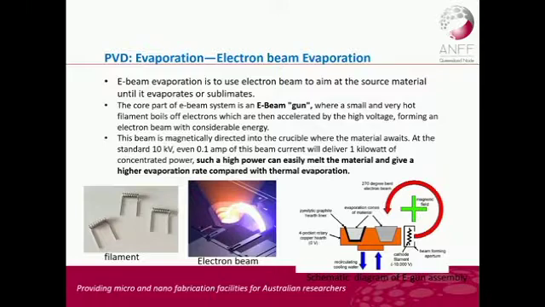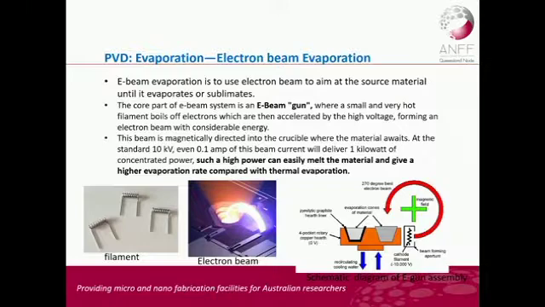This is the filament which emits the electrons. I just took a photo in case, because you don't have a chance to see the filament in the system. The beam is coming from here. This is the assembly of the E-beam. Usually the beam is bent at 270 degrees to heat your material in this pocket.